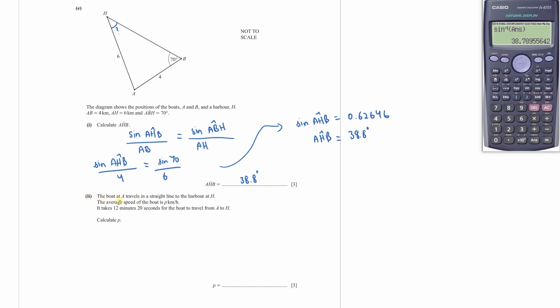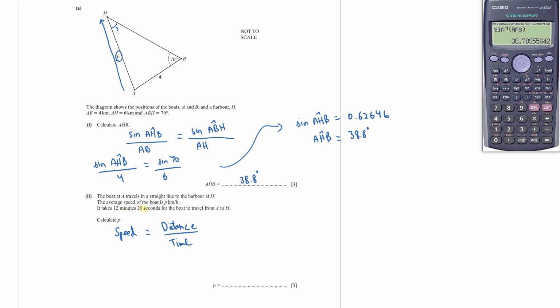Part 2 is a boat. The boat at A travels in a straight line to the harbor at H. So this boat A moves in this direction towards the harbor. The average speed of the boat is p kilometers per hour. It takes 12 minutes and 20 seconds for the boat to travel from A to H. Calculate p. So p is the speed. So your speed will be distance over time. So distance divided by time. So you know the distance is this 6 kilometers.